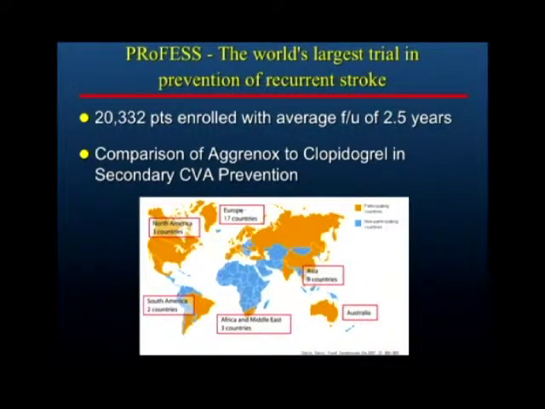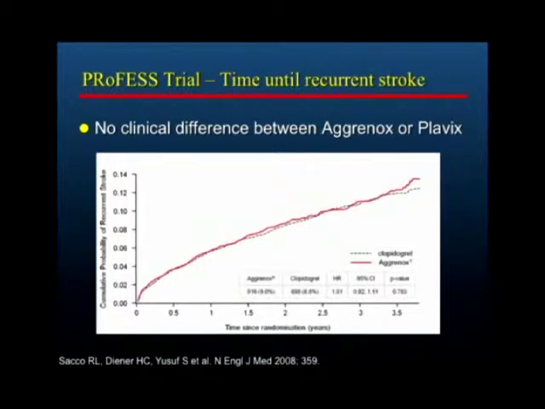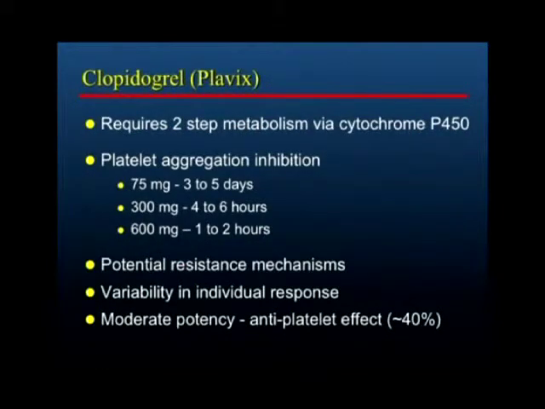The other trial, the PROFESS, this is the largest secondary stroke prevention trial to date. Over 20,000 patients enrolled. You can see the map of the many different countries enrolled in this trial here. And this was a comparison of Aggrenox to Clopidogrel. What did they find in this trial? They found that essentially there's no clinical difference between Clopidogrel and the Aggrenox. The lines are essentially superimposable. This was published in the New England Journal in 2008. And we'll talk about Clopidogrel now.